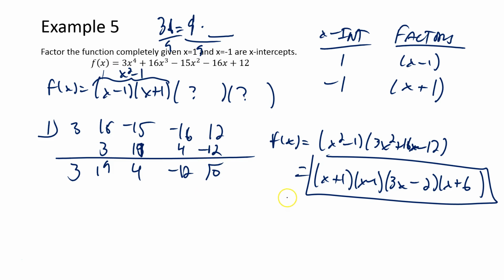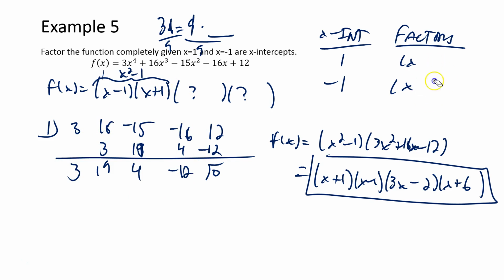Okay, so at this point what I have is I just divided by the x minus 1. So right now, I know that I have the x plus 1, and then the two things are still left. And that's equal to 3x cubed plus 19x squared plus 4x minus 12. So I'm going to use these as my next coefficients.